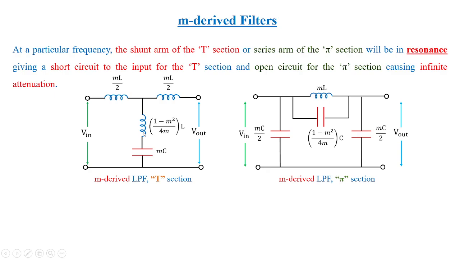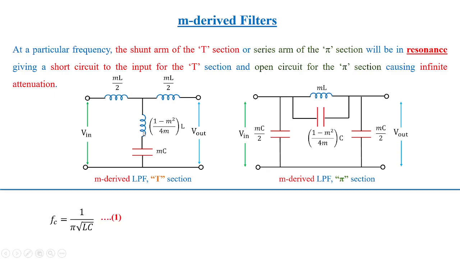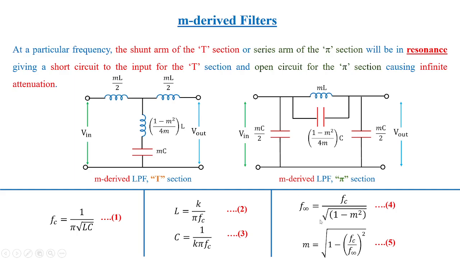Now what we need to keep in our mind are the formulas. The formula for the cutoff frequency, that is 1 by pi under root LC. The actual formula for low pass filter for designing the inductor and the capacitor, given by equation 2 and 3. And the recent formula, that is the attenuation frequency in terms of cutoff frequency, and the formula for m, which is in terms of cutoff frequency and attenuation frequency. These we have reframed as new equations, and we are going to follow these new equations to design m-derived low pass filter.